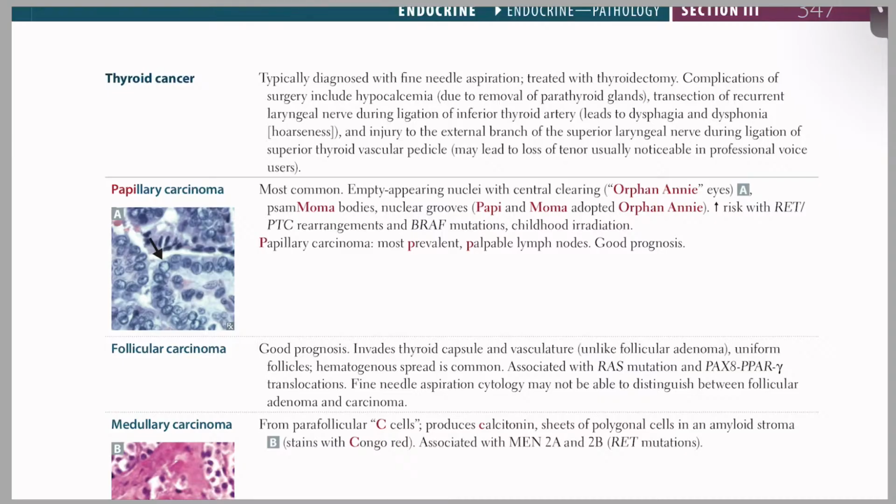Okay. Now, during the ligation of inferior thyroid artery, thyroidectomy surgery I have seen.